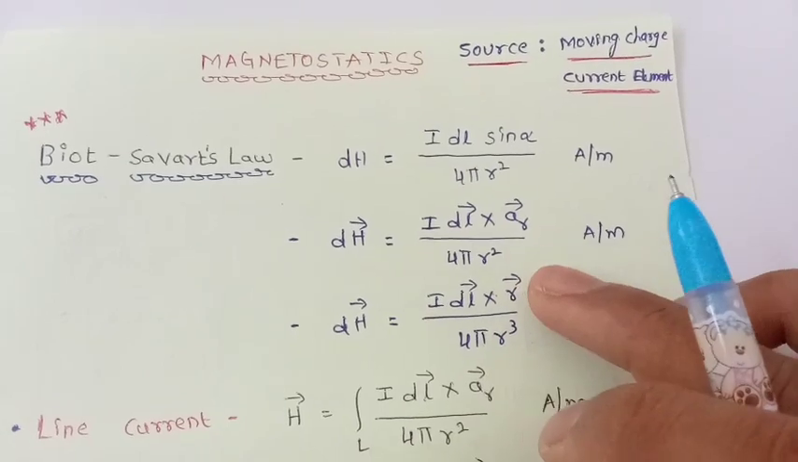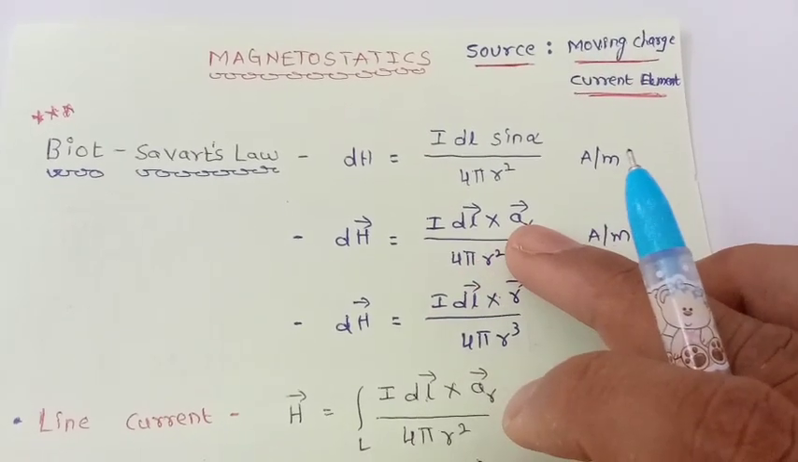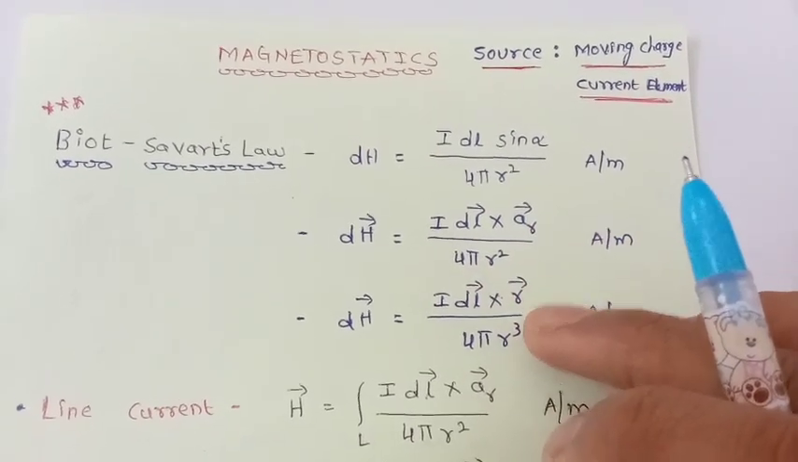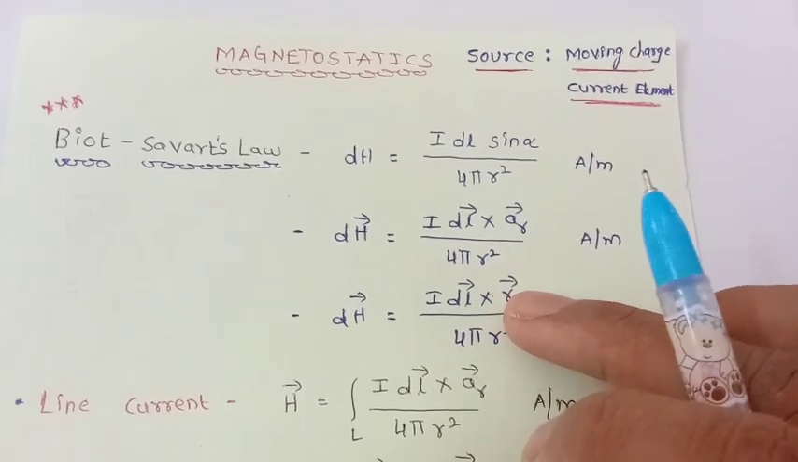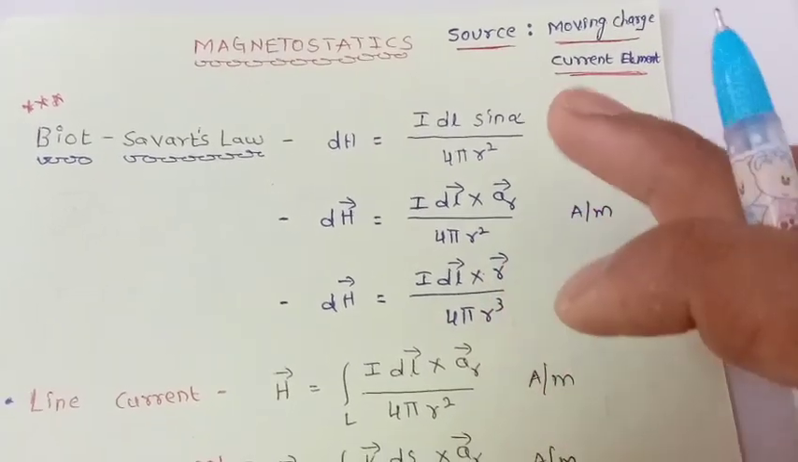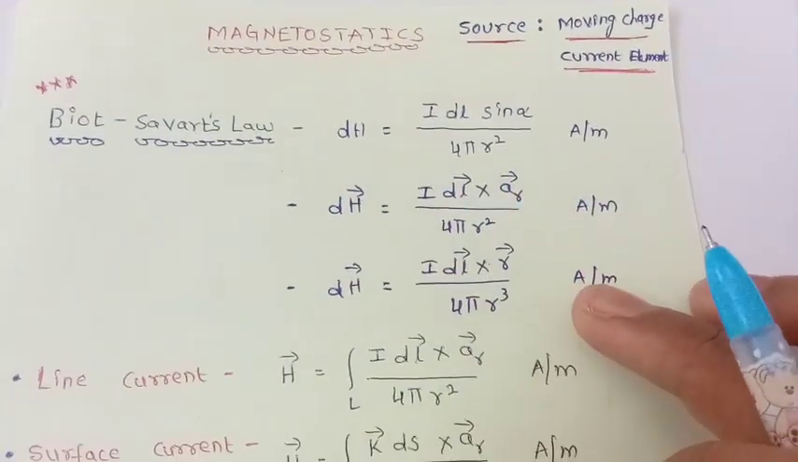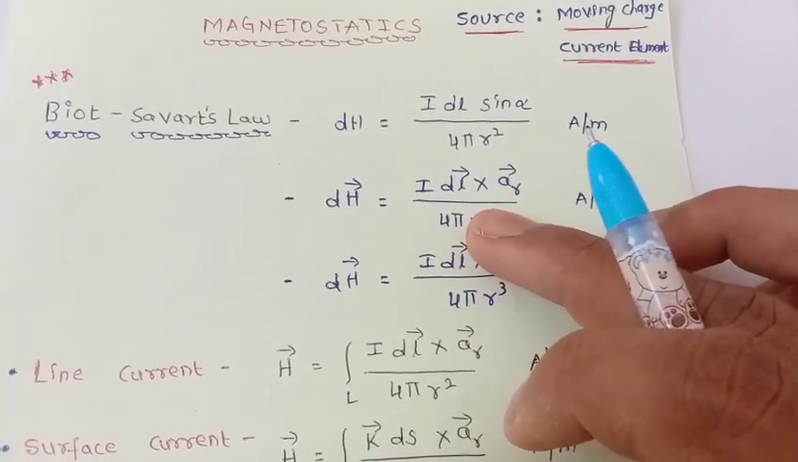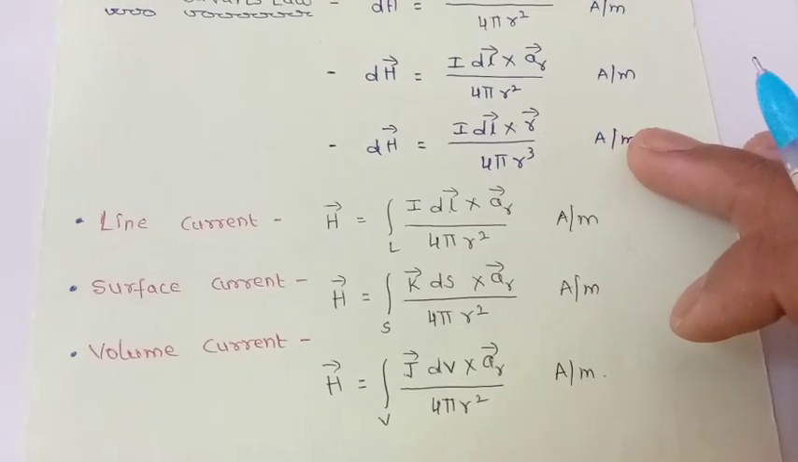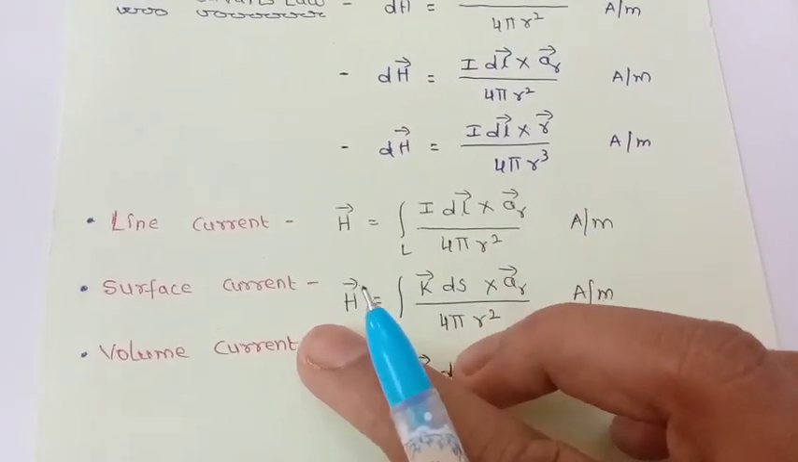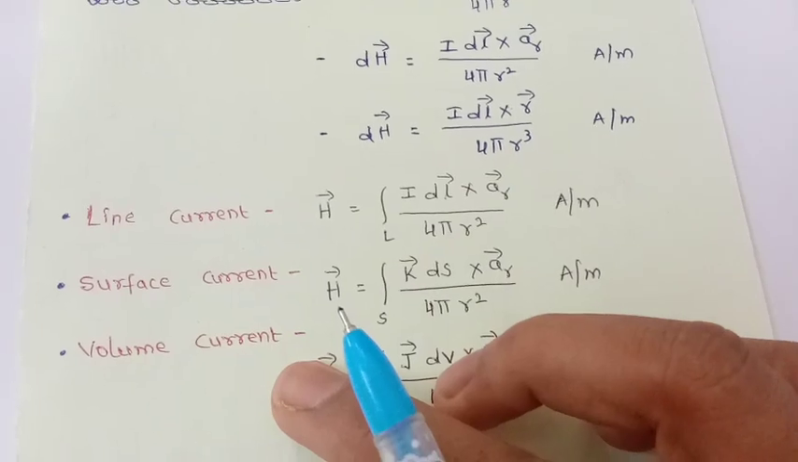If you want to write in vector form, you can write it in terms of the unit vector, or you can write it only in terms of the position vector. Is it clear? These are the three formulas we are going to use for Biot-Savart's law. Now this formula is further extended for the line current distribution, surface current distribution and volume current distribution.